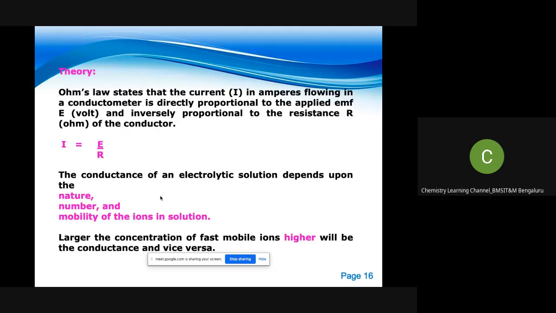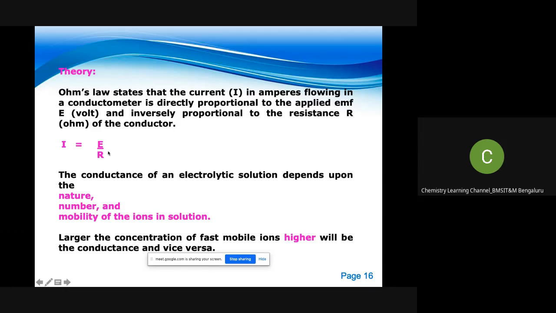So what is the theory behind this experiment? Ohm's law states that the current, that is I, is directly proportional to the applied EMF, E, and inversely proportional to the resistance R of the conductor. So I is directly proportional to E and inversely proportional to R. That is, the current I in amperes flowing in a conductor is directly proportional to the applied EMF E and inversely proportional to the resistance R of the conductor.